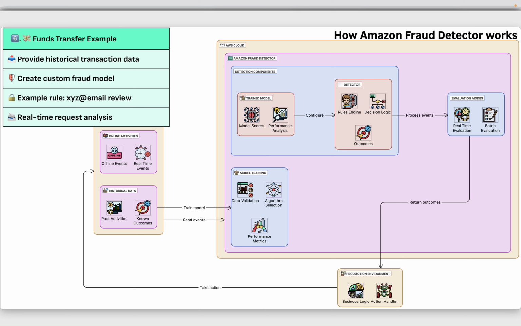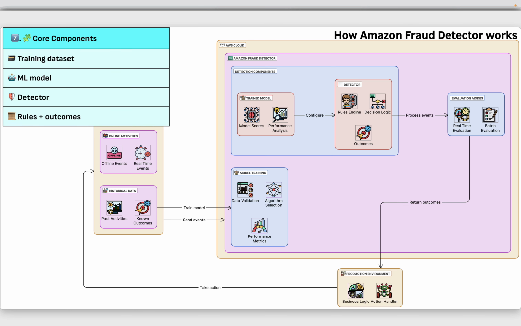So this is an example. For funds transfer, businesses provide historical transaction data to train custom models, creating detectors with rules like flagging XYZ at email kind of request, and analyze any real-time transfers. Core components include training datasets, ML models, detectors, rules, and outcomes that work together to provide comprehensive fraud evaluation logic.